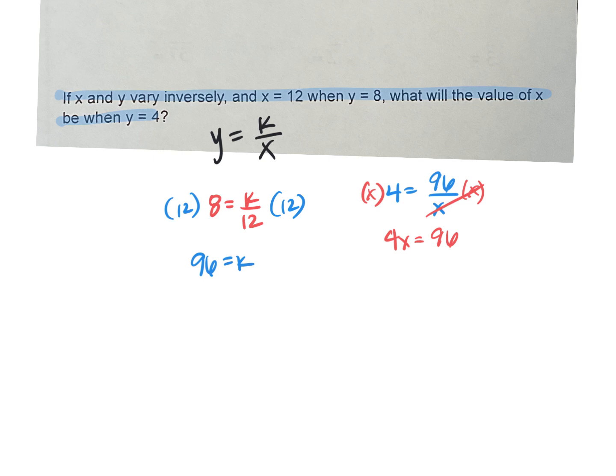Anyone else get that? Did I do that wrong? I did it wrong. I've got to erase all mine. What's 96 divided by 4? 24, duh. Did anyone else get 24 or did I lose you? Okay. This one was a little different because on this one I asked what is x, not y.